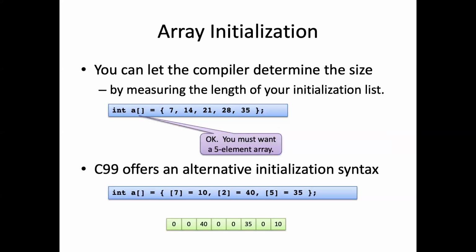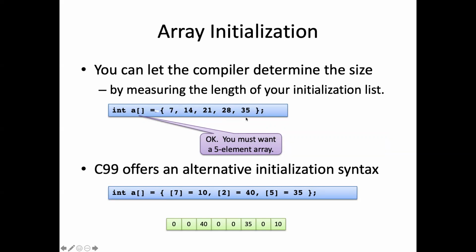A couple of other tricks you can do with the initialization syntax. If you're going to initialize the array with a sequence of values, then you can let the compiler figure out how big the array is based on the number of values you give. Here at the top, I'm giving 5 values in the initialization expression, but I didn't say how big the array was. That's okay in C. The compiler will say, oh, you must have meant 5 here because you gave 5 initialization values.